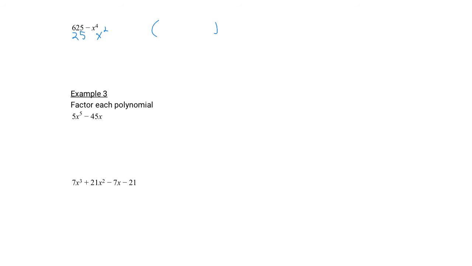So 2 parentheses, plus and 1, minus and 1, 25 goes in the front, x squared goes in the back. And just like above, 25 plus x squared we can't do anything with, minus x squared we can, because square root of 25 is 5. The square root of x squared is x. So 25 plus x squared just stays where it's at.